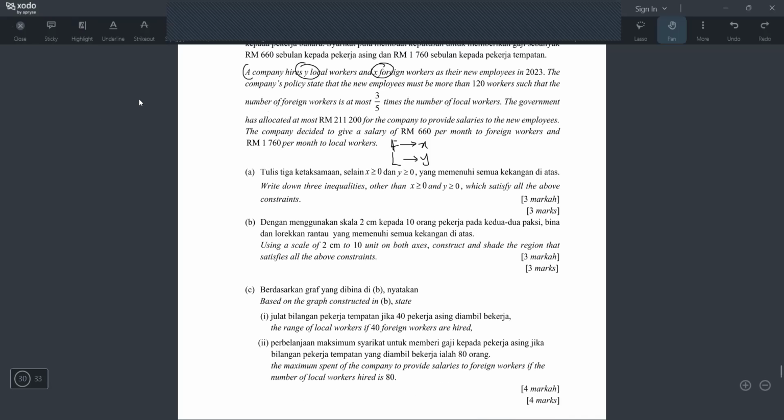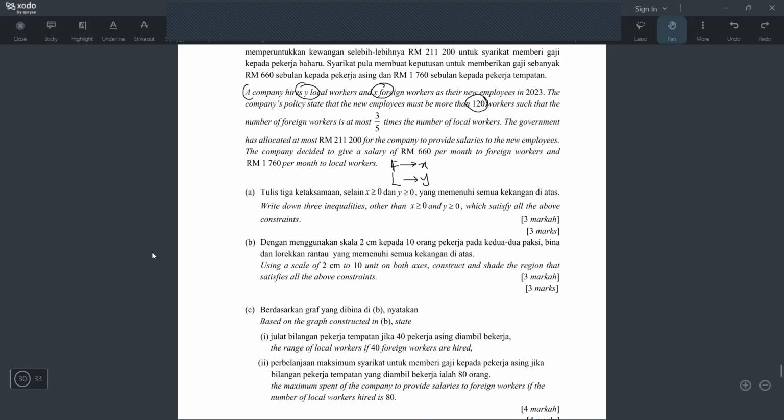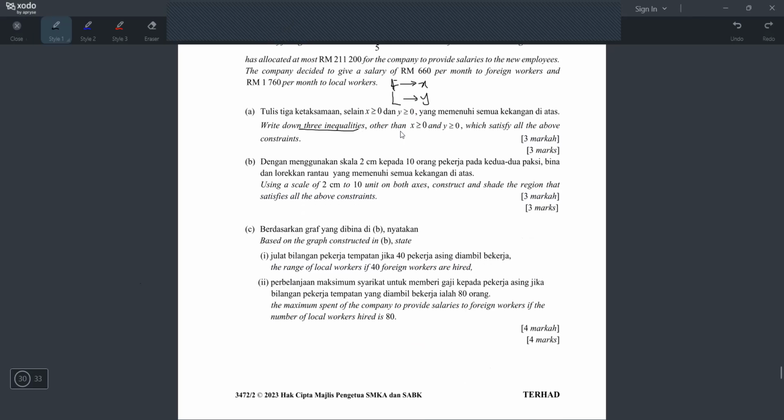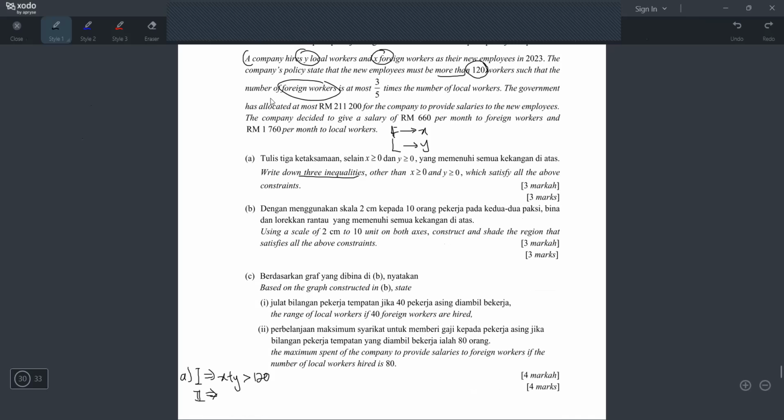So I think I can write down my first inequality. X plus Y must be more than 120. Okay. So X plus Y must be more than 120. So I have my first inequality. Okay, where should I write it? Maybe I write it here. Because in soalan A, they say write down 3 inequalities, right? So I already saw my first one. Okay, the first inequality here is X plus Y bigger than 120. Okay, we cannot write bigger or equal, because this one they say more than, right? More than. So actually like this, I don't have to put a line. And then such that the number of foreign workers I already know is X, right? So I will straight away write X.